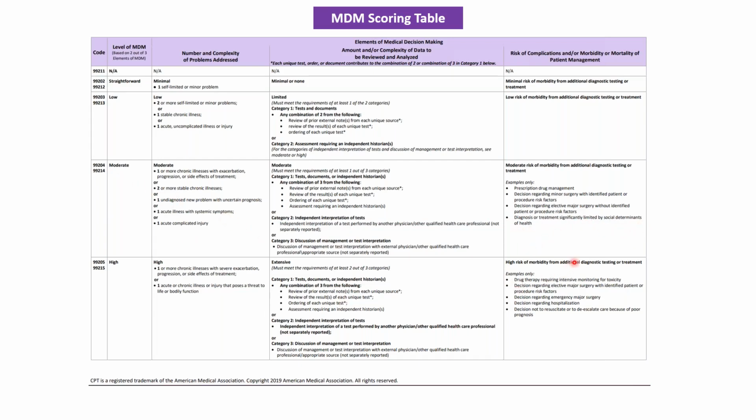And it is high if drug therapy requiring extensive monitoring for toxicity. If a decision regarding elective major surgery with identified patient or procedural risk factors, decision regarding emergency major surgery, decision regarding hospitalization, decision not to resuscitate or de-escalate care because of poor prognosis, it is all high.